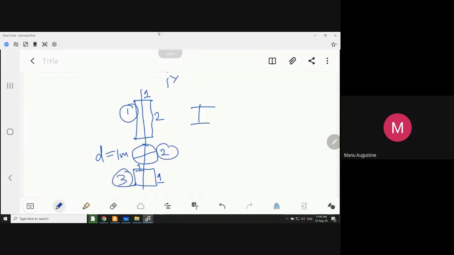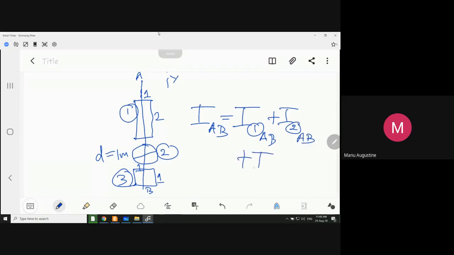And I will say that since you are asking me to find the moment of inertia of all the three areas about the same axis AB, so IAB will be the moment of inertia of the first section about AB plus the moment of inertia of the second section about AB plus the moment of inertia of the third section about AB. So all you have to do to find the combined moment of inertia of composite sections like this is to simply add the moment of inertia of individual pieces.